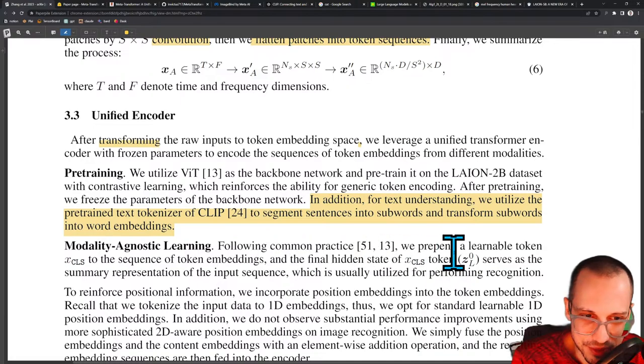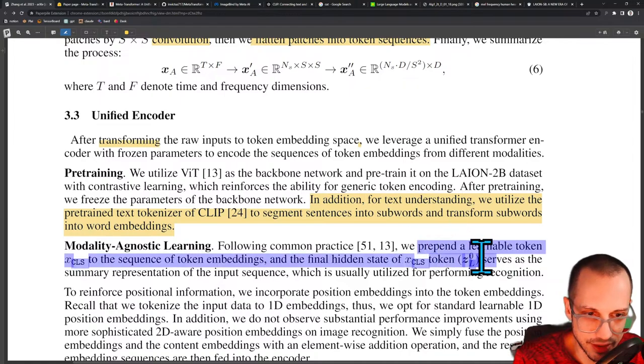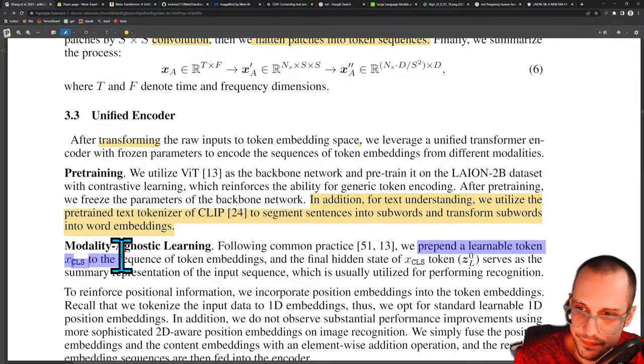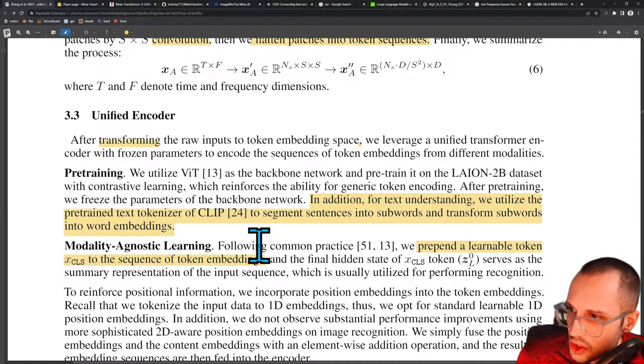Following the common practice, we prepend a learnable token X class to the sequence. So actually, here's the answer to your question, Christopher. They are adding a special token, which we prepend a learnable token X class, which represents the modality. Let's see. Can you maybe fine-tune the shared layer as one? Surely it must serve some purpose.